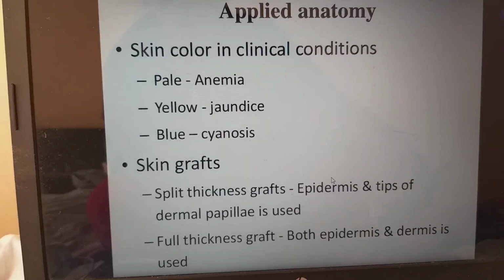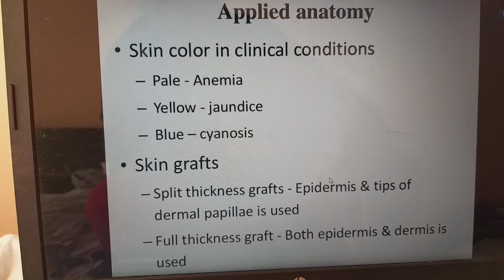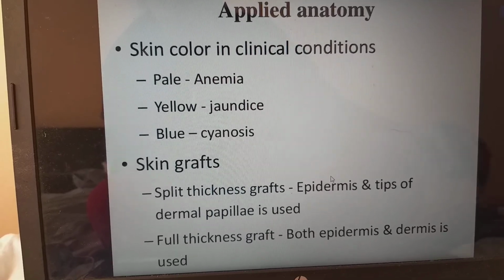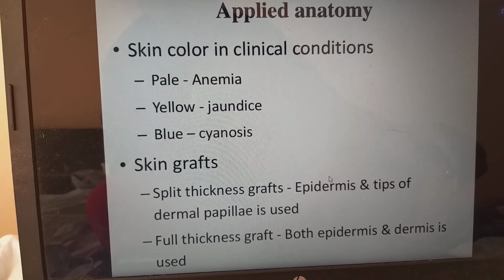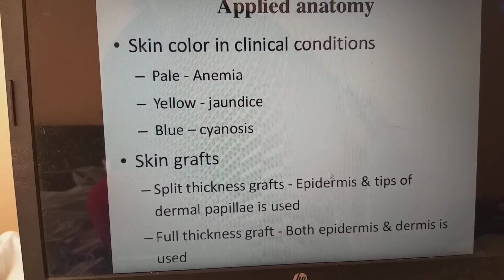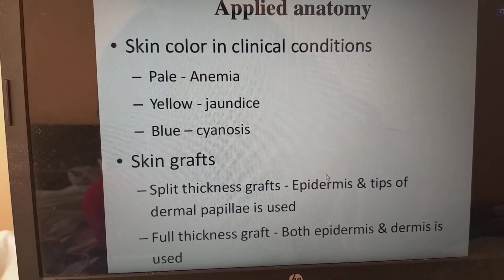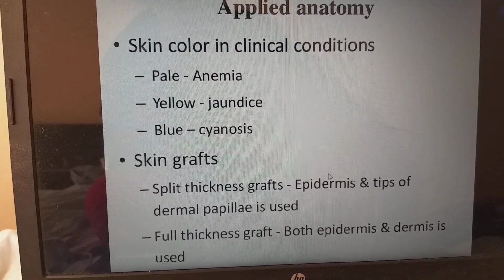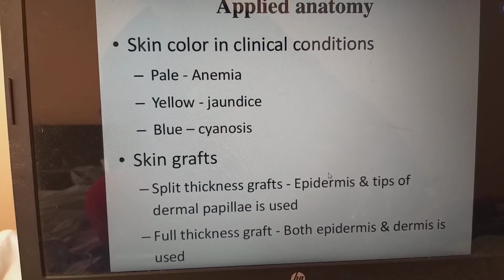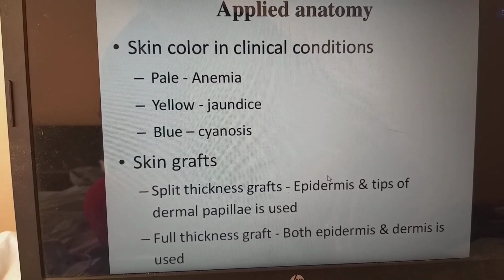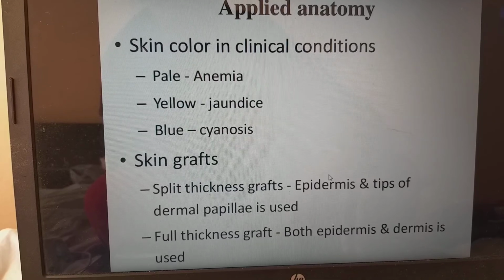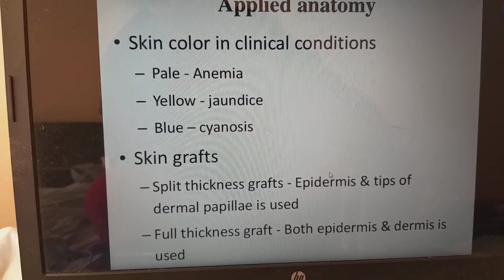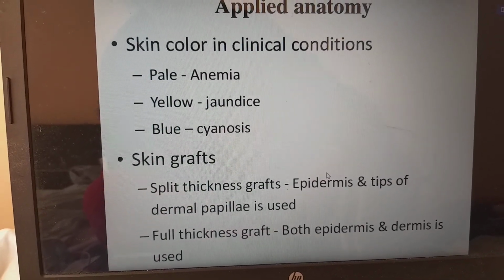Coming to the applied anatomy, skin color in clinical conditions. Pale is due to anemia. Yellow is due to jaundice. Blue is due to cyanosis. For skin grafts, in a split thickness graft, the epidermis and tips of the dermal papillae are used. In a full thickness graft, both epidermis and dermis are used.